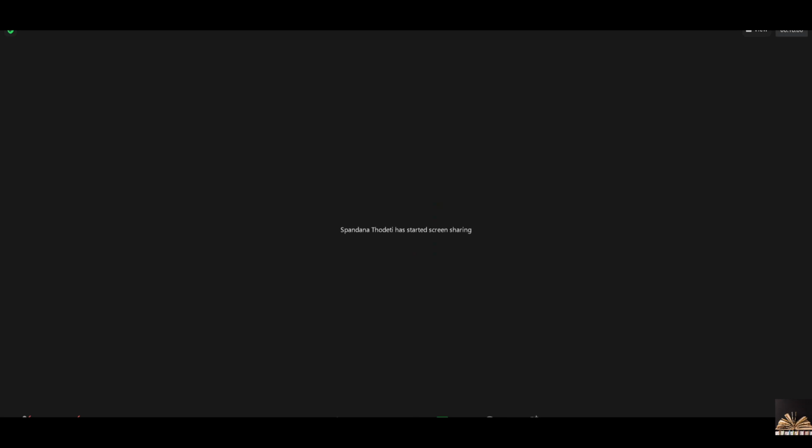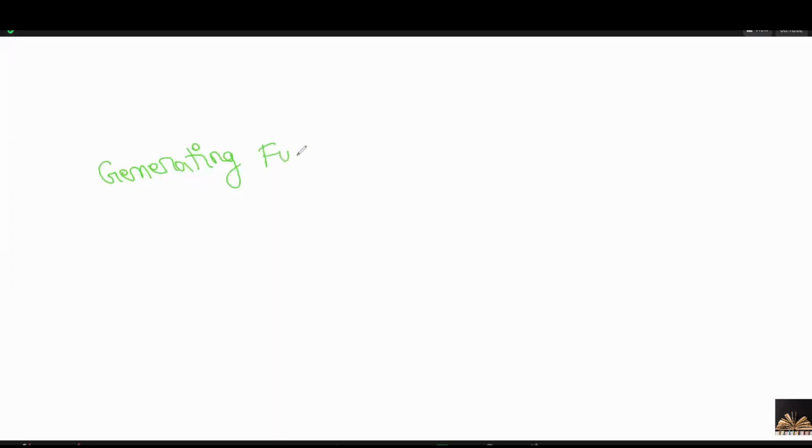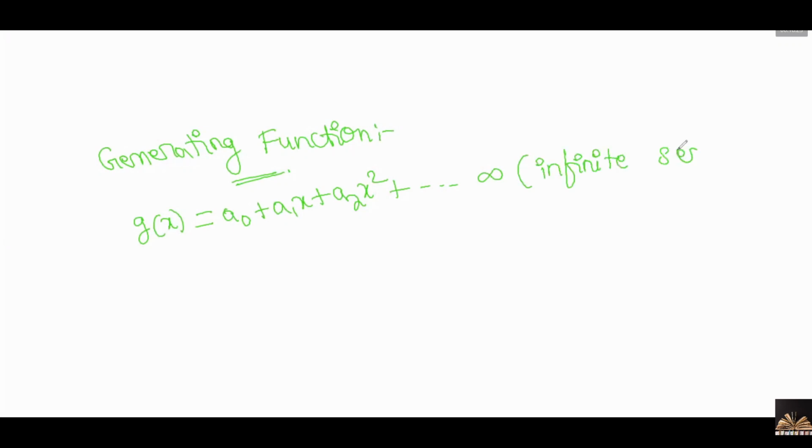Let's see this generating function one more time. The format of the generating function I told you: generally the generating function is in the form g of x is equal to a0 plus a1x plus a2x square plus so on up to infinity. That means it is an infinite series.